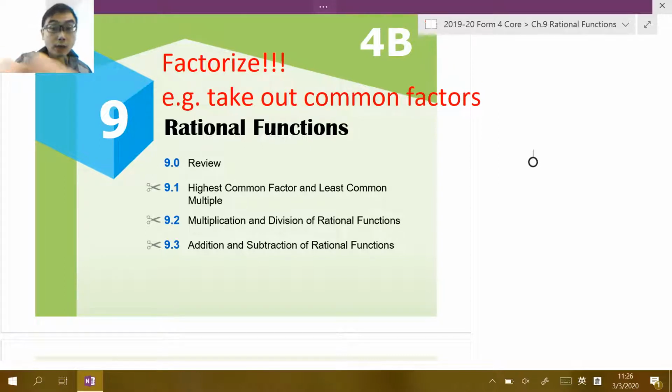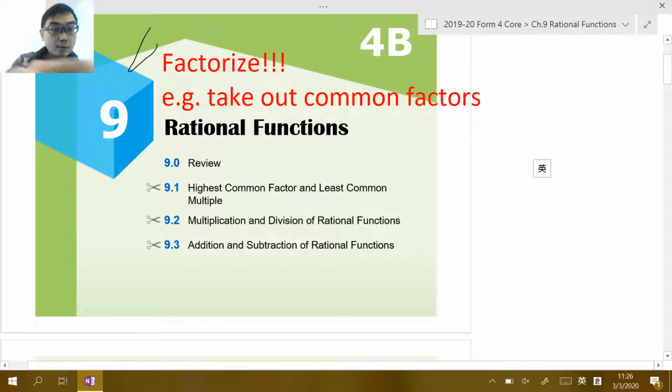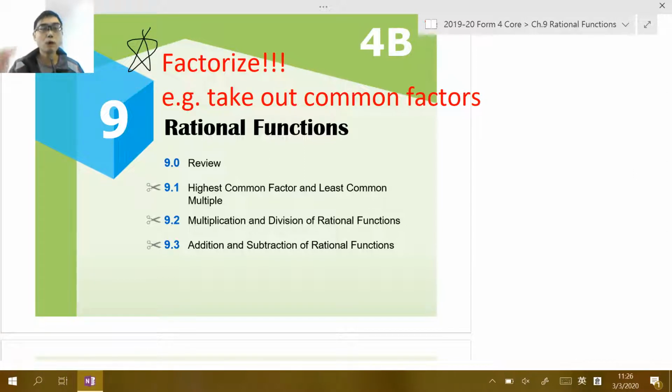So here I would like to remind you once again that the answer should be factorized. That means, for example, if you have some term that you can take the common factor out of, you have to take out common factors in your final answer in both numerator and denominator. So actually before that you have to simplify them, but after that you have to take out the common factor.